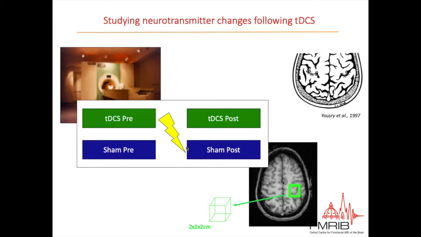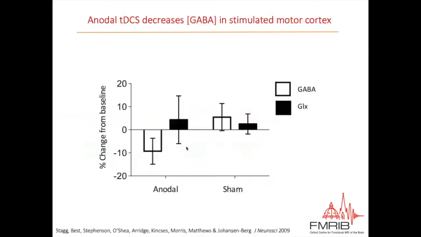And again, we acquired the data from this consistent region. And these are the results. What you can see is that you get a significant reduction in GABA in response to anodal tDCS that's not there with sham control. And this has been replicated a number of times. We don't get a change in GLX, which is our marker of glutamate and glutamine in this case. And that's probably because of the technique rather than saying that glutamate doesn't change. But we do see a significant reduction in GABA.